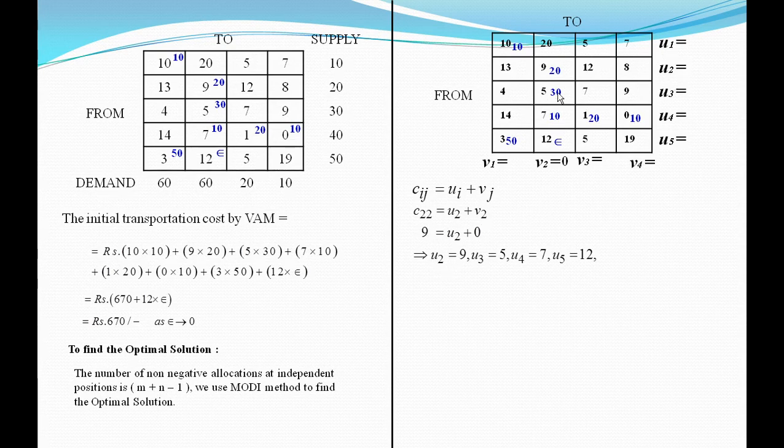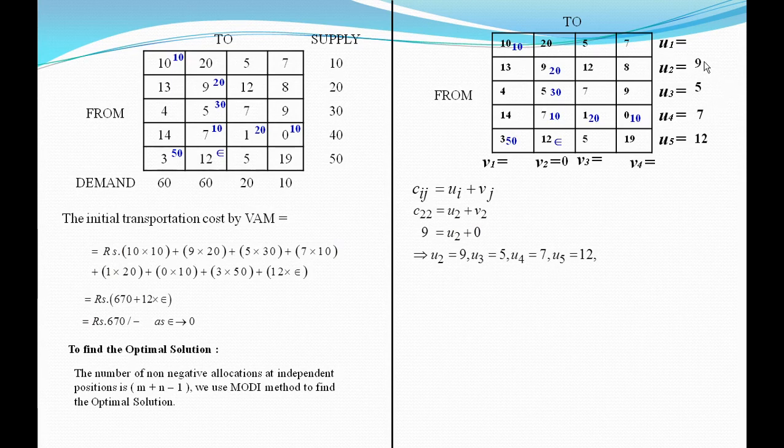In a similar way, you look for the next allocated cell. The cell position is 3 comma 2. When I find that, as usual with v2 equal to 0, u3 is 5. Similarly u4 equals 7 and u5 equals 12. Because we have zeros, I am able to find u3, u4, u5.